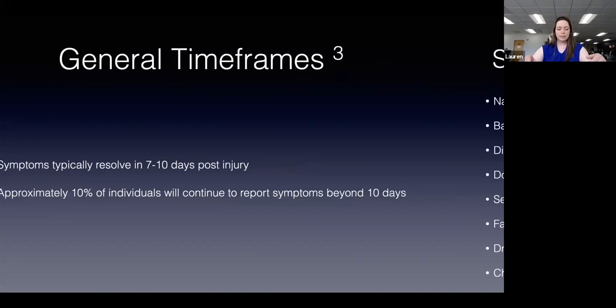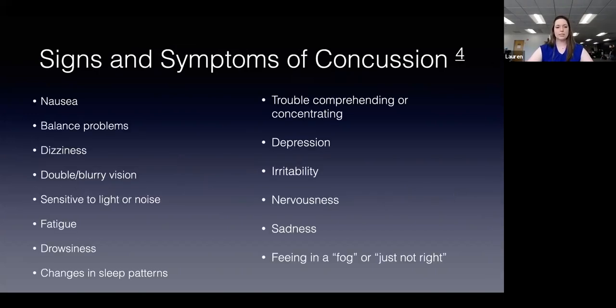Signs and symptoms of a concussion. This list is not exhaustive. There are many signs and symptoms, but the most common ones that you'll see are nausea, balance problems, dizziness, vision changes, sensitivity to light and sounds, fatigue, drowsiness, that mental fog, and you can get some more of the personality types of symptoms as well, with increased anxiety, depression, irritability, things like that.